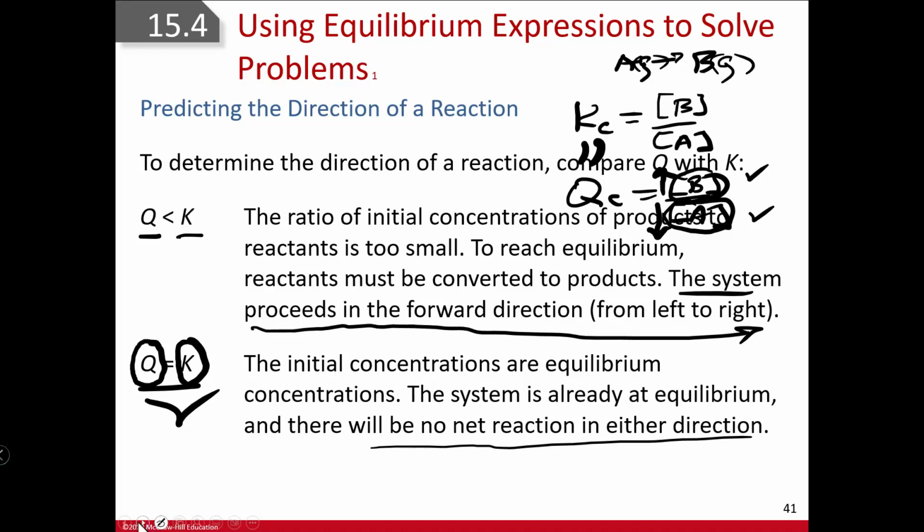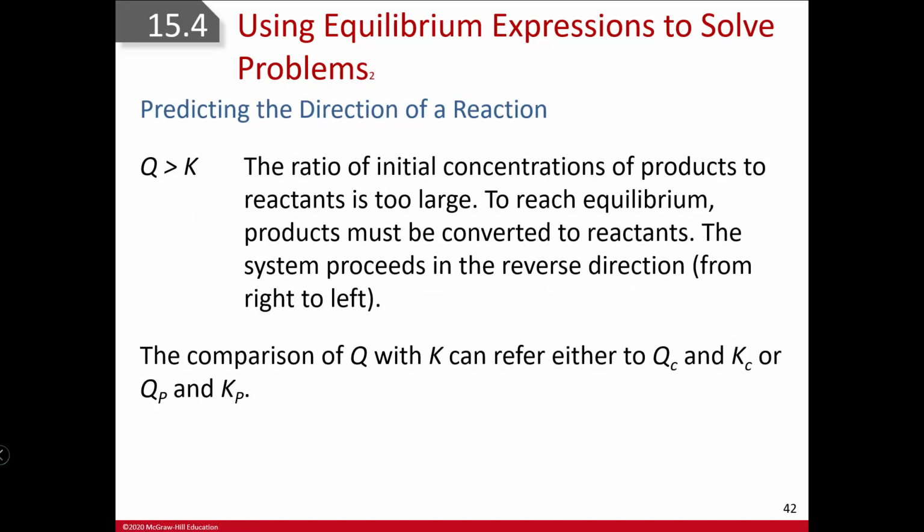All right, so what's the third one? Well, the third one has to be when Q is greater than K. And this is the one that throws students the most. But if they understand what we've just talked about, if Q is greater than K, that means that B over A is greater than it should be. It's greater than the equilibrium amounts.